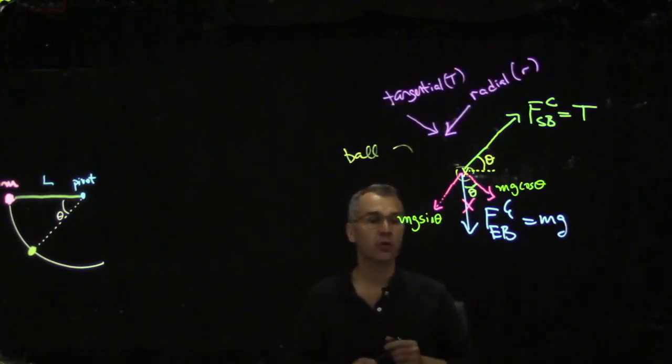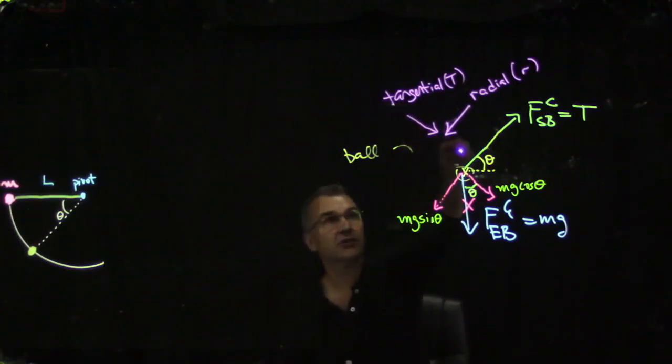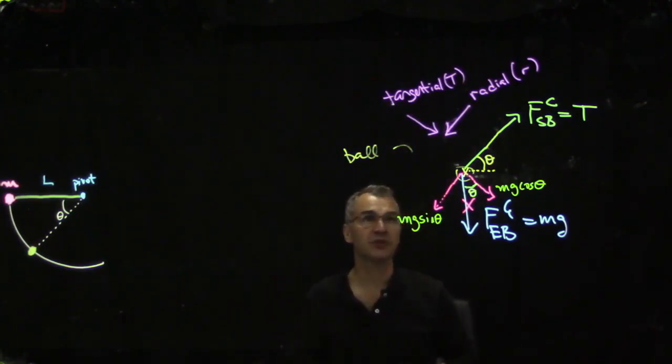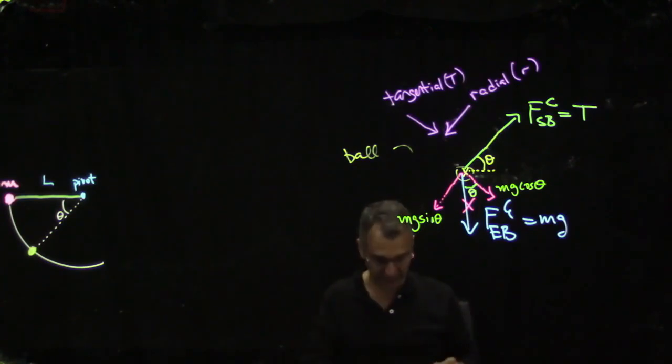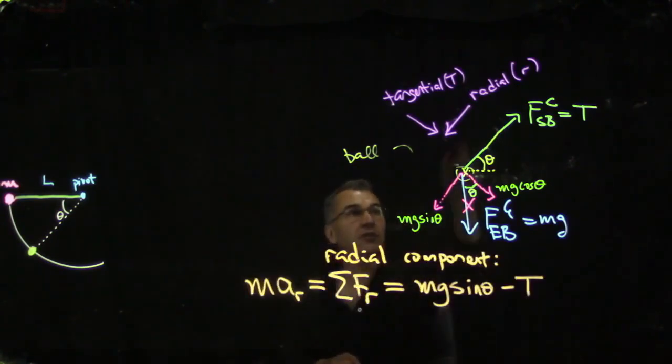So let's make our two coordinates be a radial coordinate, which points out from the center of the circle, since that's increasing radius, and a tangential coordinate, which is tangent to the circle. And then we only really want to write F equals ma in the radial direction. So let's do that. The acceleration in the radial direction is minus v squared over r, since the acceleration along this coordinate points toward the center of the circle and has magnitude v squared over r. So since the radial coordinate points out, we want a minus sign.